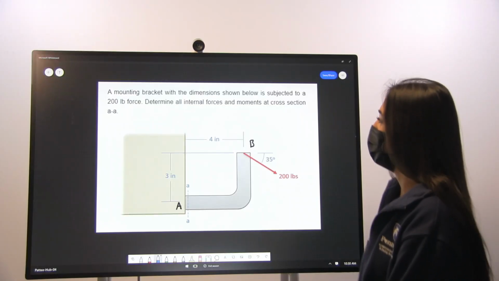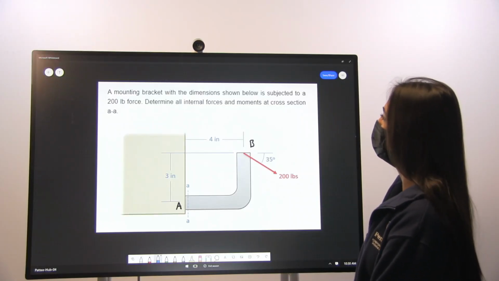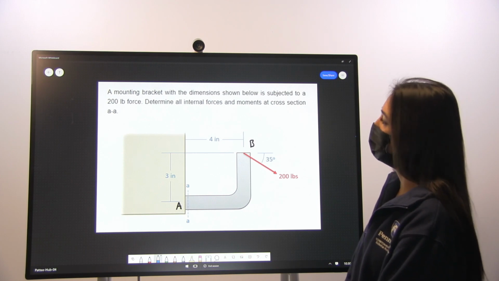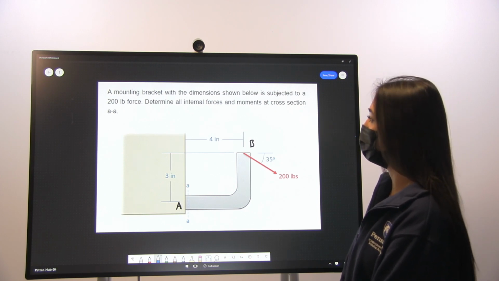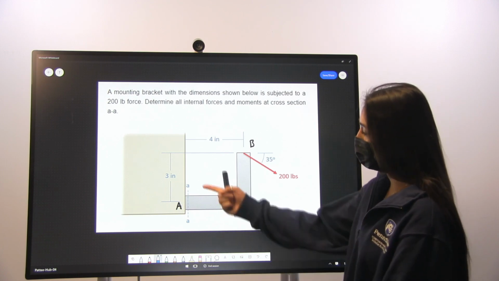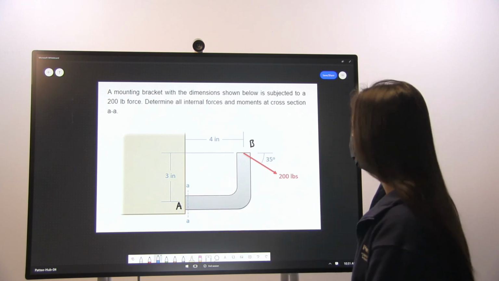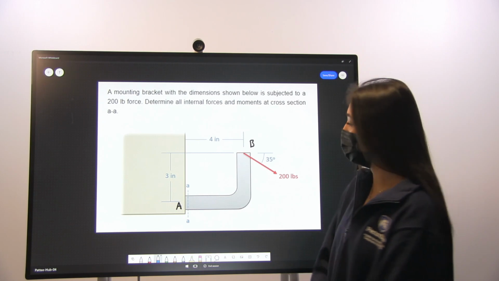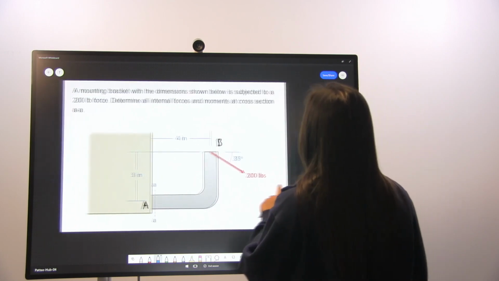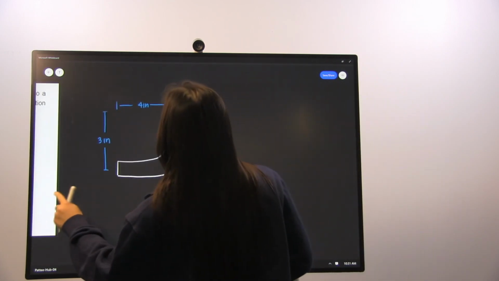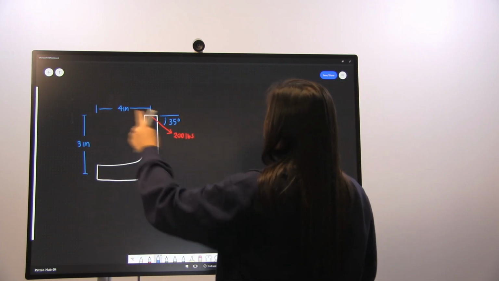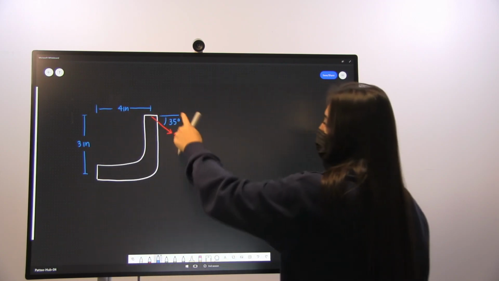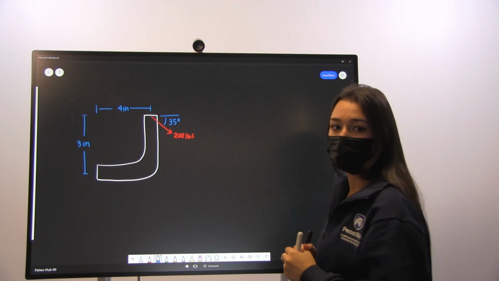For this problem, we have a mounting bracket with the dimensions given in our diagram, which is subjected to a 200-pound force. We are tasked with determining all of the internal forces and moments at this cross-section AA. So the first step in solving this problem is to separate this bracket from the wall and draw our free body diagram. So here we have our 3-inch dimensions, 4-inch dimensions, and our given 200 pounds acting at 35 degrees.